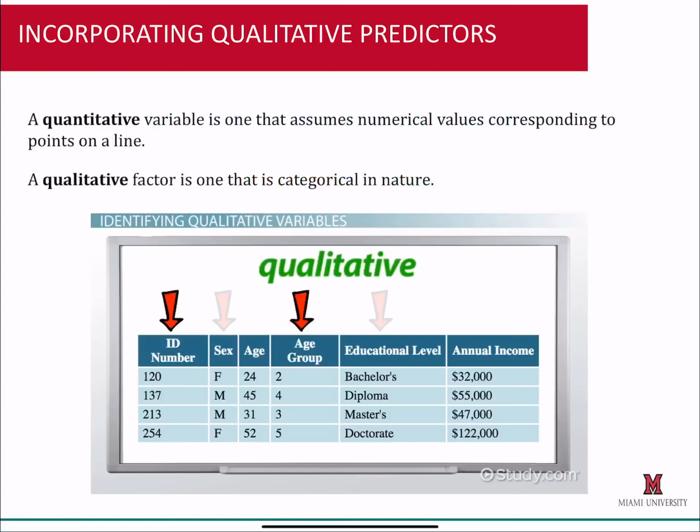A quantitative variable is one that assumes numerical values corresponding to points on a line. There are two main types of quantitative variables. One of them is continuous. A continuous variable is one that can take any value in the number line, including those with decimal points. And also we have discrete variables, which are also quantitative variables, but those have gaps in them, and mainly what that means is that they can't take all values.